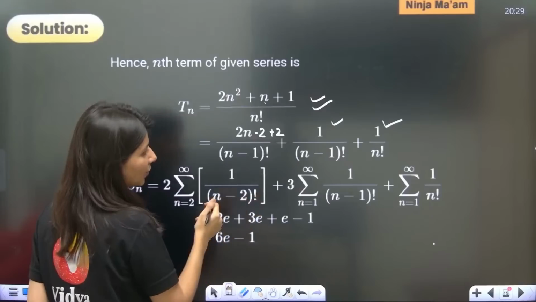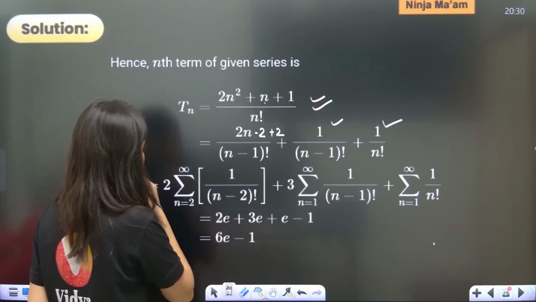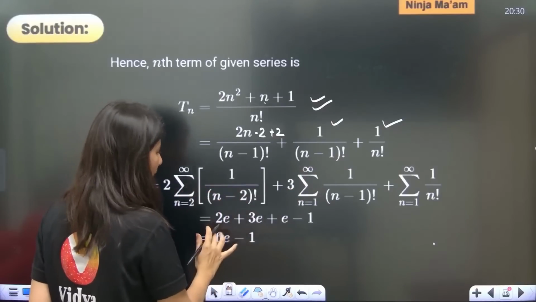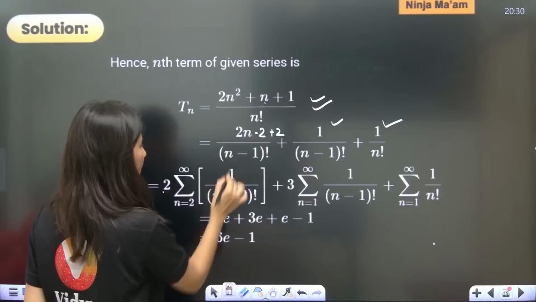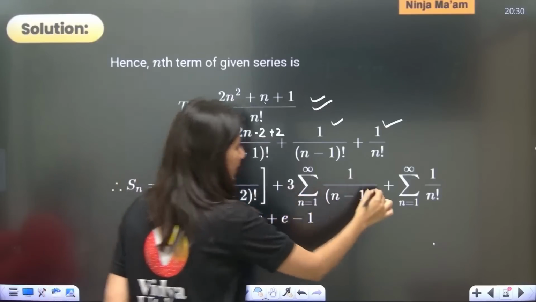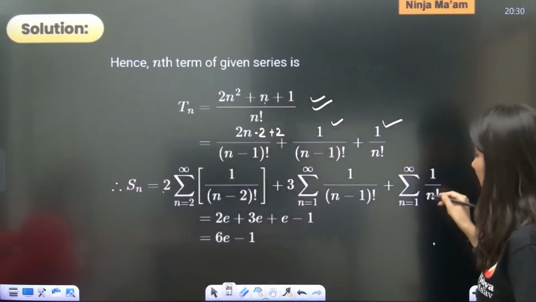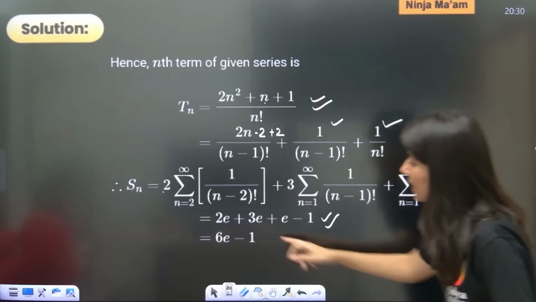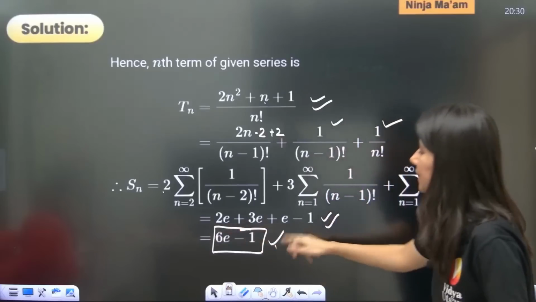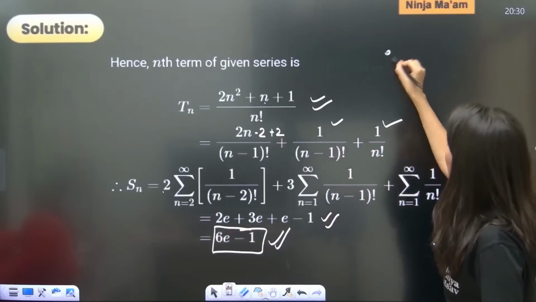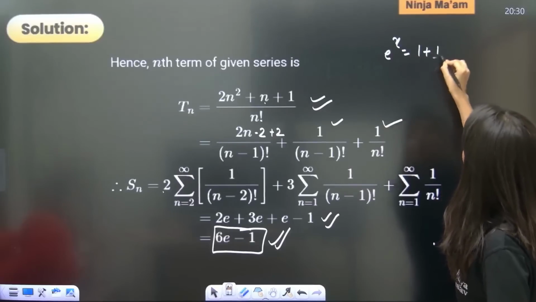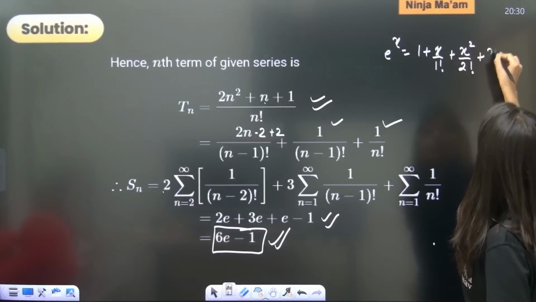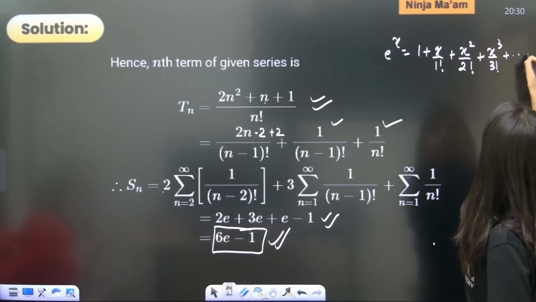So that what we are going to get is, and this is all the way up to infinity, by the way. So if you solve this, you are going to get 2e plus 3e plus e minus 1. So this is 6e plus 1 will be the correct answer. I hope that you are aware e power x is equals to 1 plus x by 1 factorial plus x square by 2 factorial plus x cube by 3 factorial and so on.